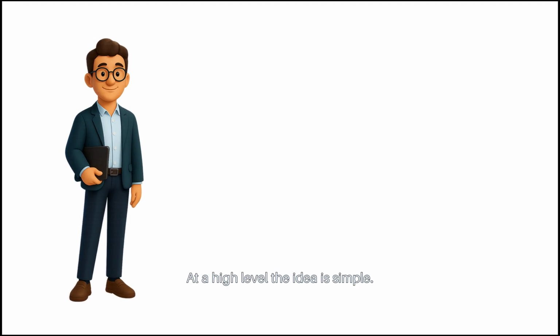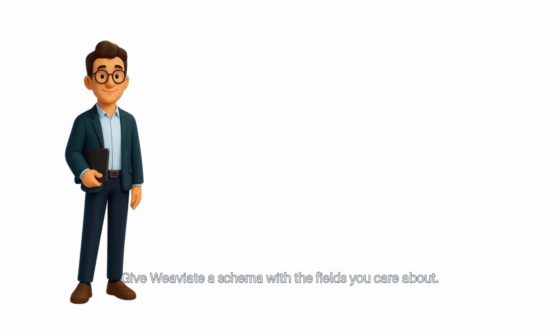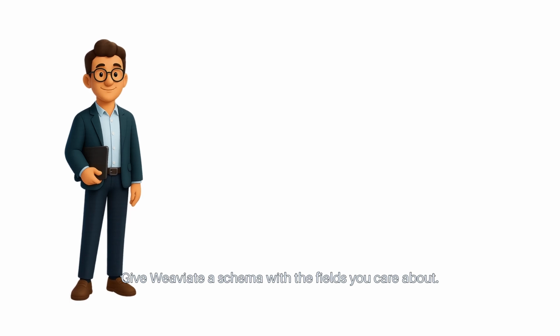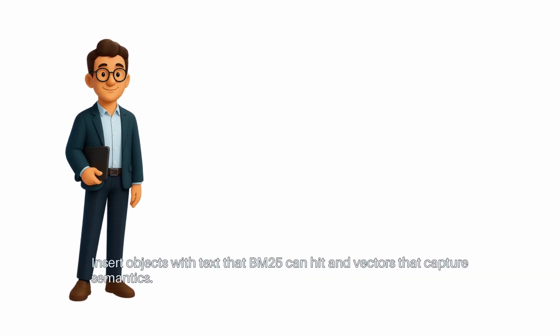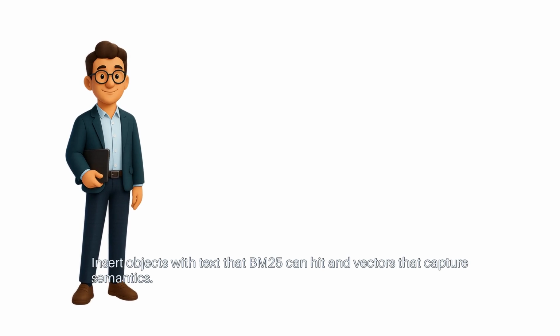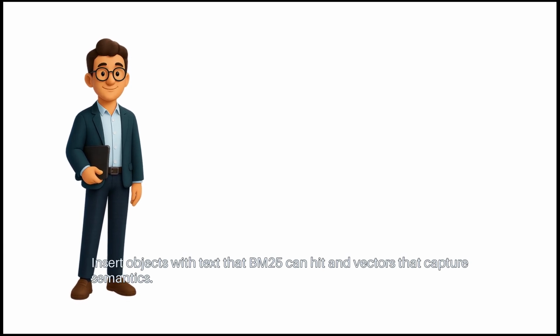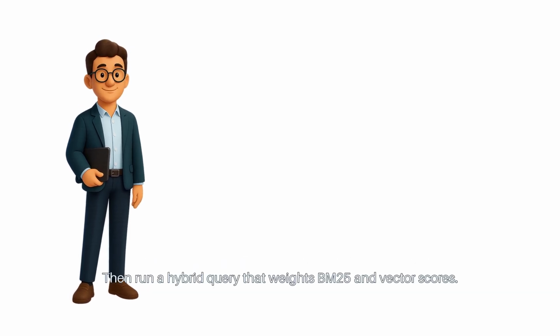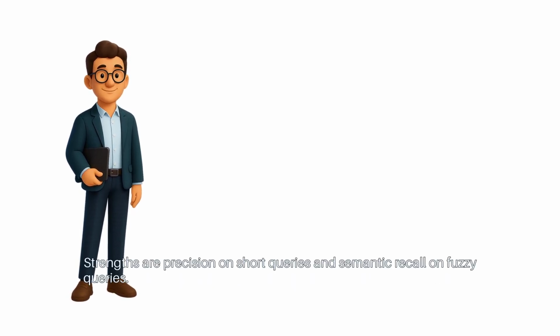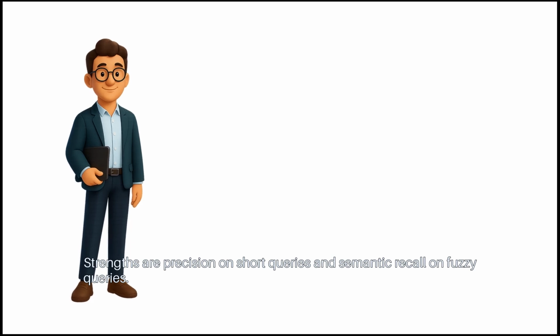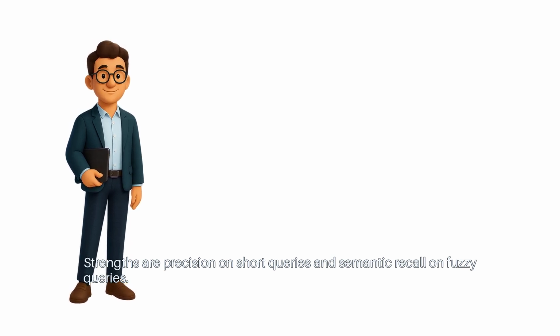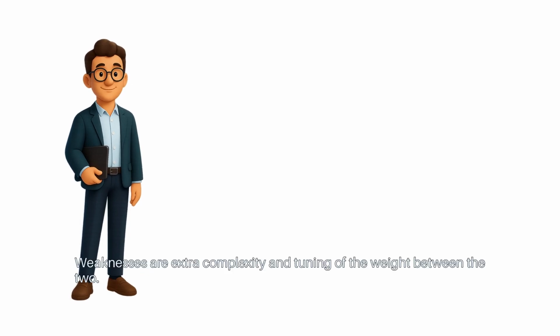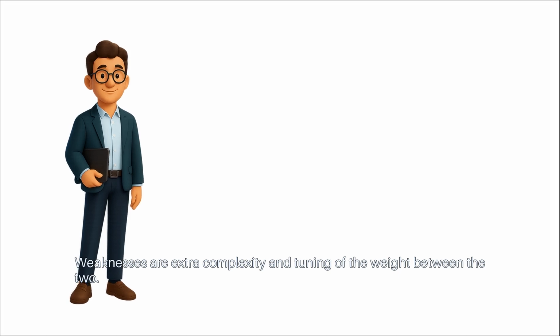At a high level, the idea is simple. Give Weaviate a schema with the fields you care about. Insert objects with text that BM25 can hit and vectors that capture semantics. Then run a hybrid query that weights BM25 and vector scores. Strengths are precision on short queries and semantic recall on fuzzy queries. Weaknesses are extra complexity and tuning of the weight between the two.